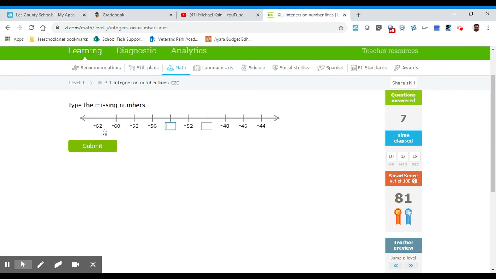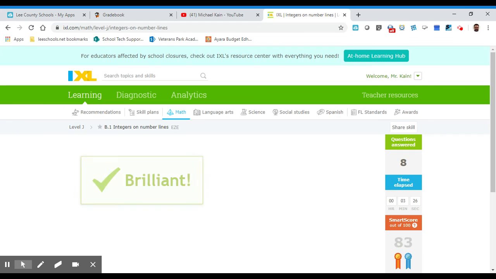Right, now what are we counting by? Looks like we're counting by 2s, right? Because if you go this way backwards, you have 56, 58, 60, 62. So if this is negative 52, this would have to be negative 54, negative 56. This is negative 48, so this has to be negative 50. Let's do a couple more.